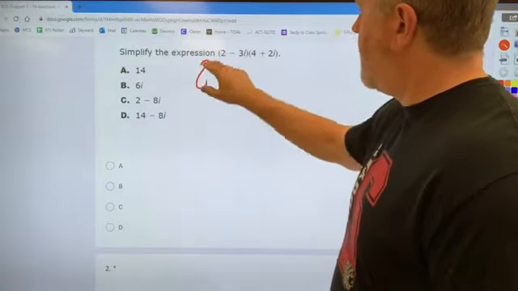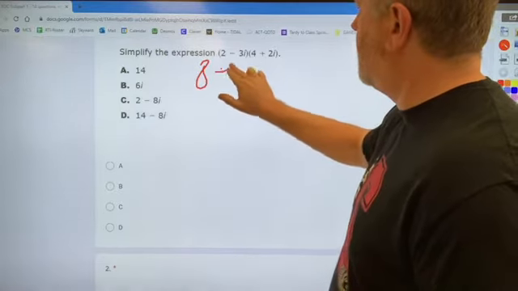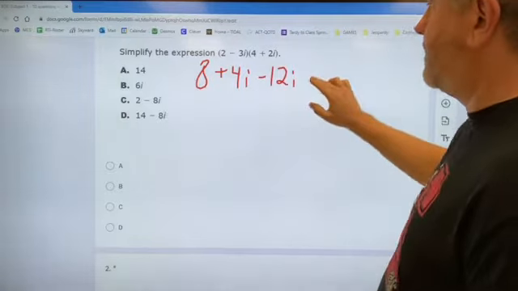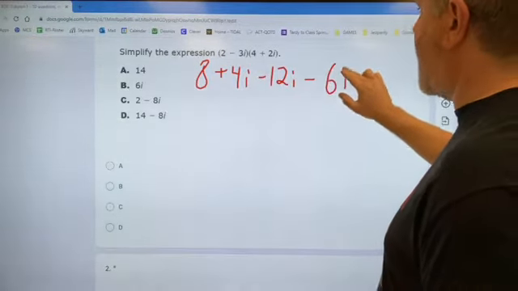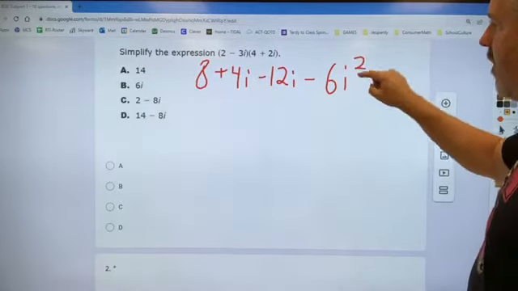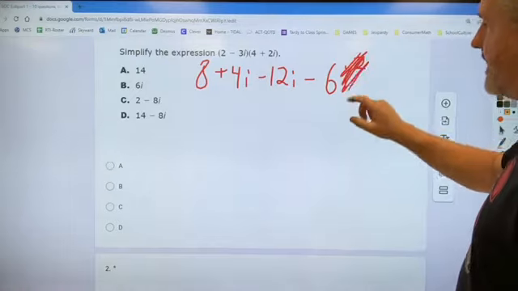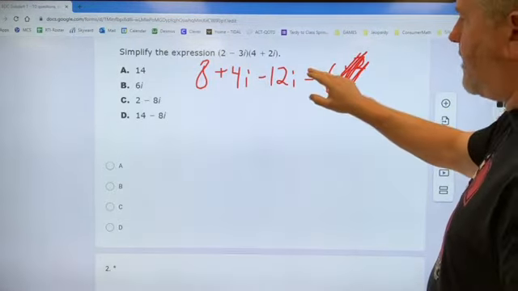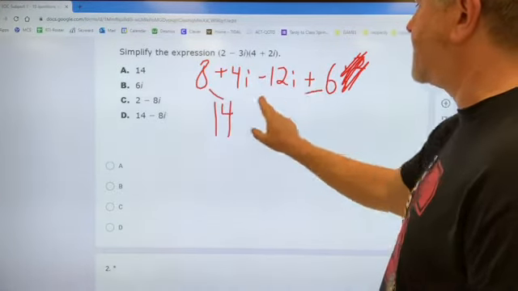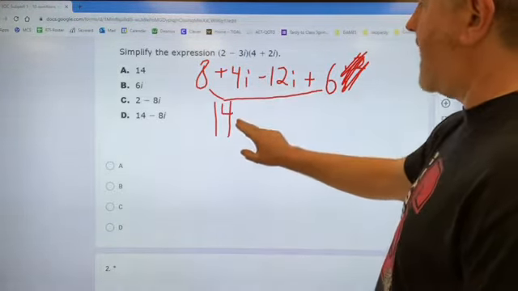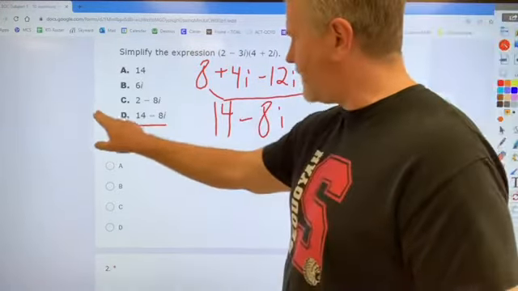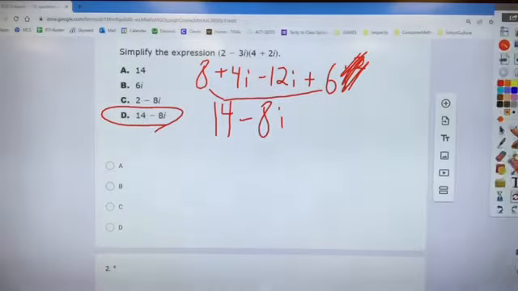First, outers, inners, last. Here's the tricky one, 6i squared. That i squared immediately turns into a -1, which is multiplied by the -6, just like the i squared is multiplied by it, turns that into a positive. When we combine like terms, the 8 and the 6 combine into a 14, the 4i and the -12i combine into a -8i, and our answer ends up being D right there. All right, let's move on to the next one.